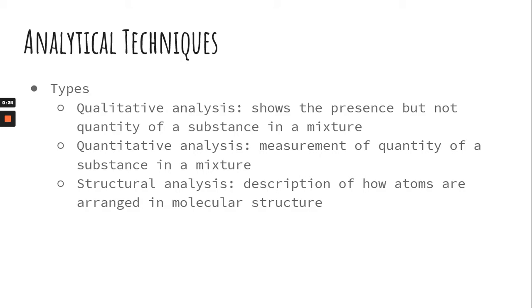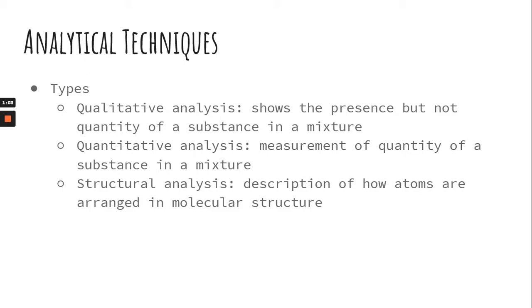So qualitative analysis you've been doing since Chem 1, we're just making our observations to show that something happened, but it doesn't tell us anything about the amount of the substances. Quantitative analysis, that's where we start looking at the amounts of the substances, so that could be done through concentration or stoichiometry, lots of different mathematical ways.